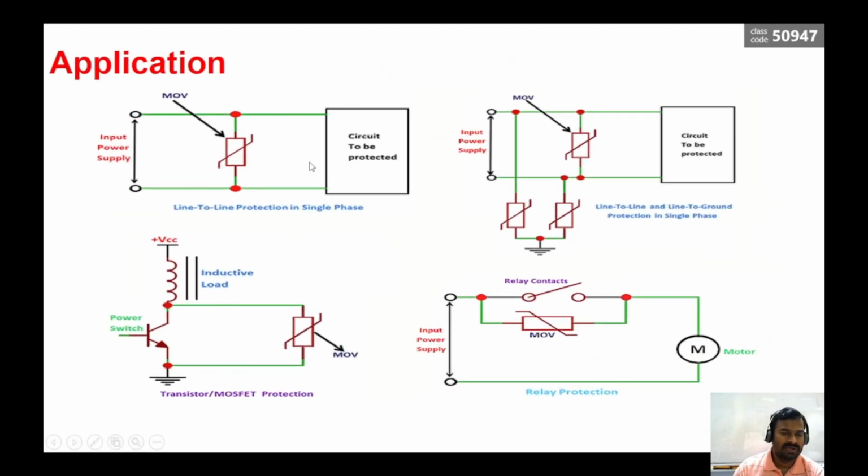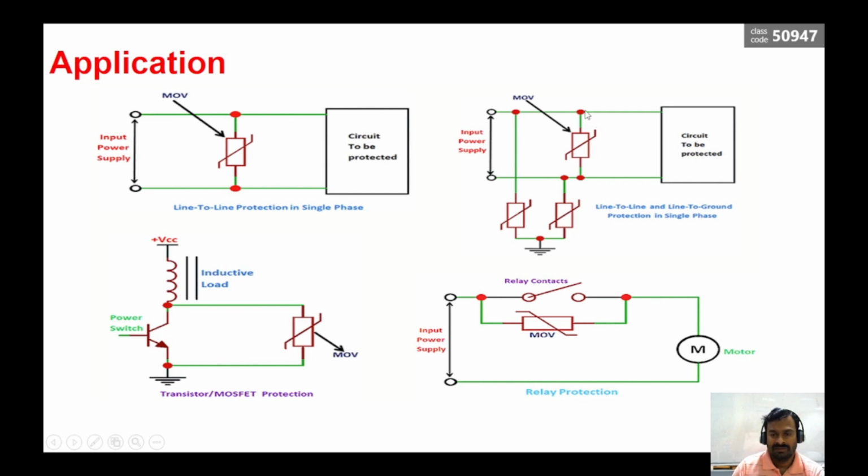These are a few applications where you can see the MOV connected between line to line. The circuit to be protected is here, and when power surges come, the potential is applied across this MOV, the variable resistor. When the high voltage comes, it will divert to the neutral path, and the current will pass through line to neutral here. And we have line to neutral and line to earth protection as well.